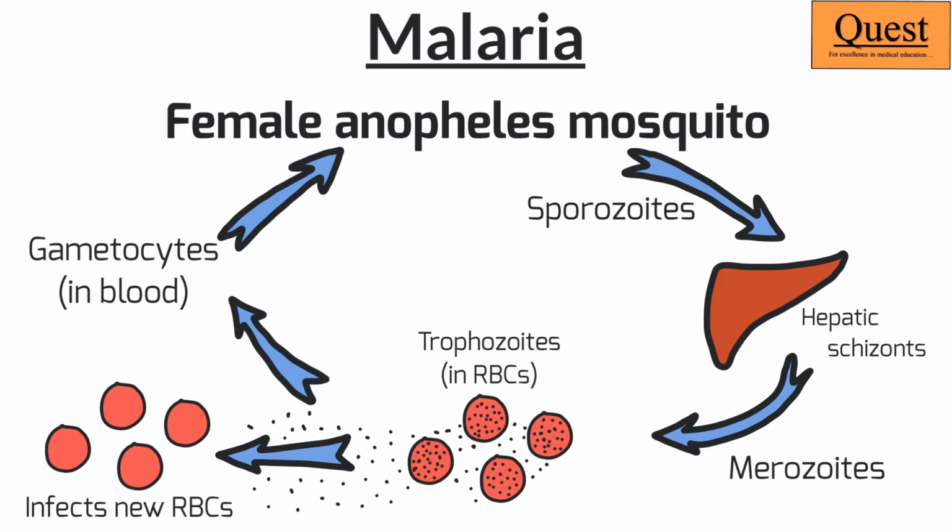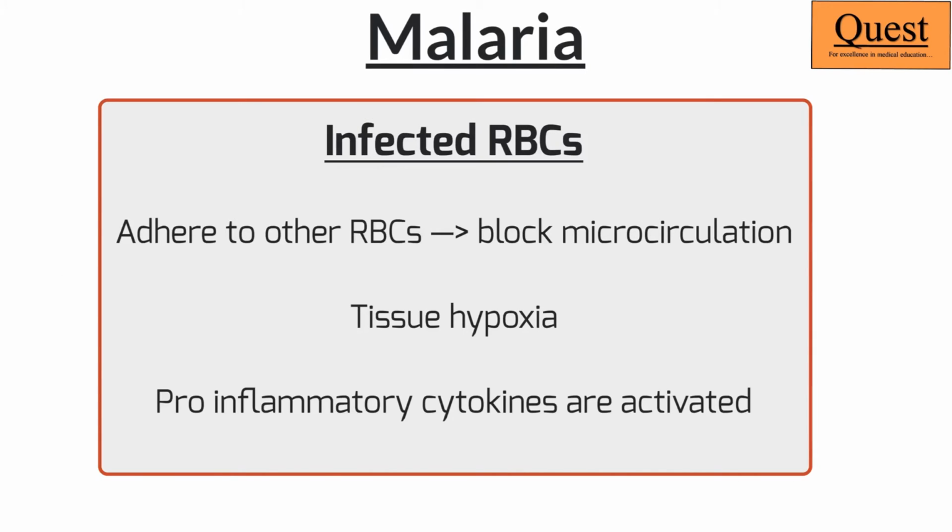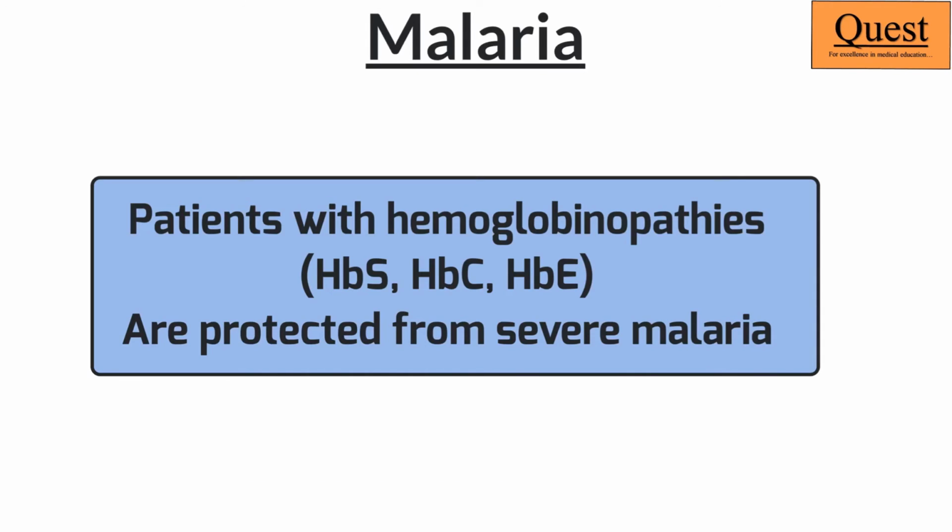But as it infects the RBCs tend to adhere to each other and cause blockages of the microvascular system, leading to microvascular hypoxia and most of the clinical features of malaria. The parasite also activates cytokines, leading to a pro-inflammatory state and a sepsis-like phenomena. Now, one good part about this is since it requires the RBCs to survive, variants of hemoglobin like sickle cell or HbC or HbE tend to have a protective effect against malaria.